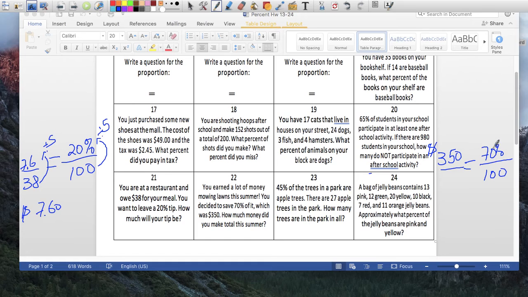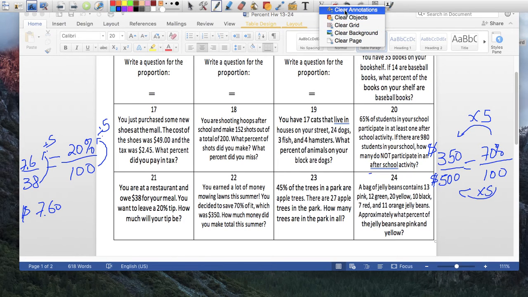Is there a relationship from 70 to 350? Yes. Times 5. And over here is going to be times 5. And 100 times 5 is 500. So it means that over the summer you made $500, of which you saved 350. Okay, which equals 70% of your earnings.